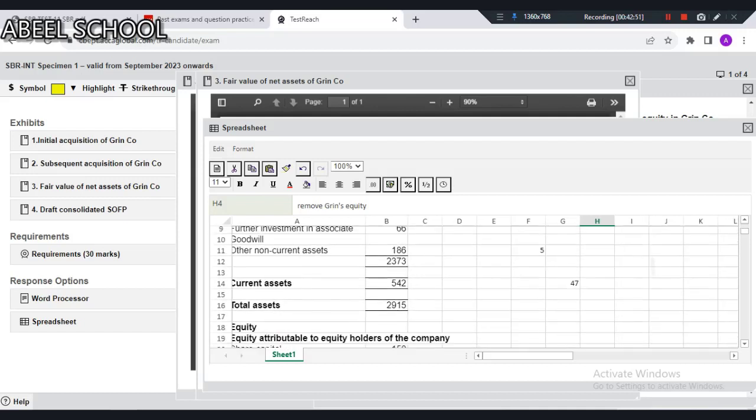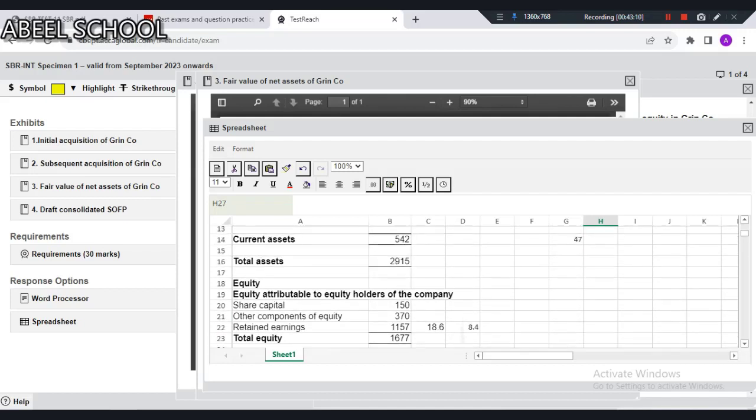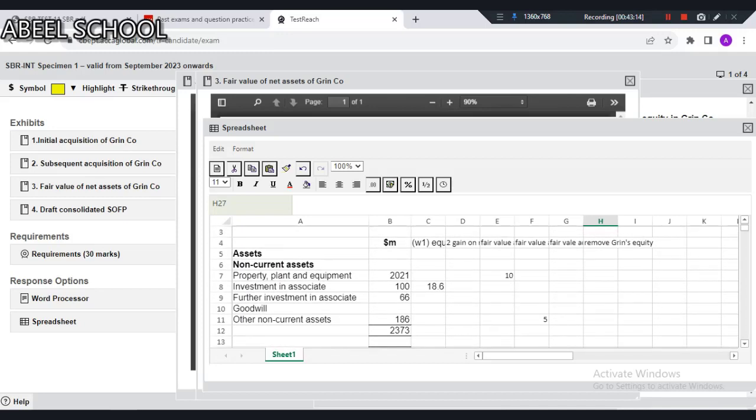Which is 348. Grins equity. The column which we have selected is H, minus 348. Okay, what else we need to remove? Actually, we have to now eliminate investment in associate 118.6 because now it is your subsidiary. Further 66 also we need to eliminate.